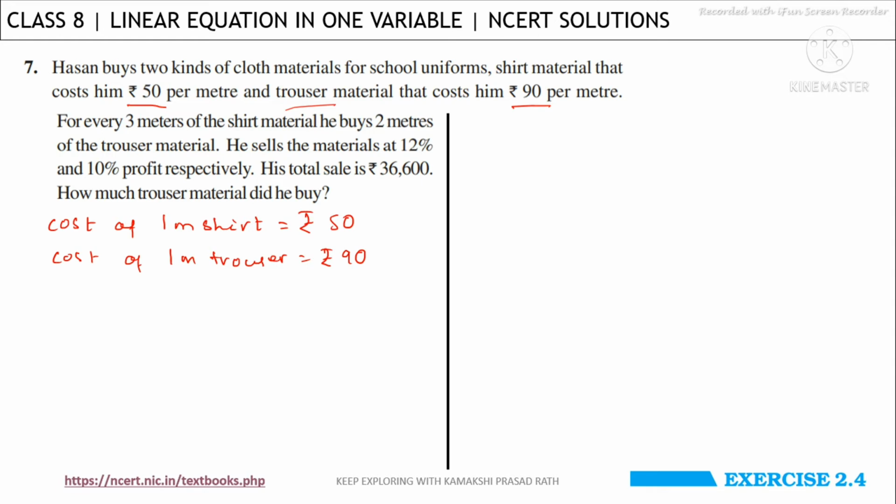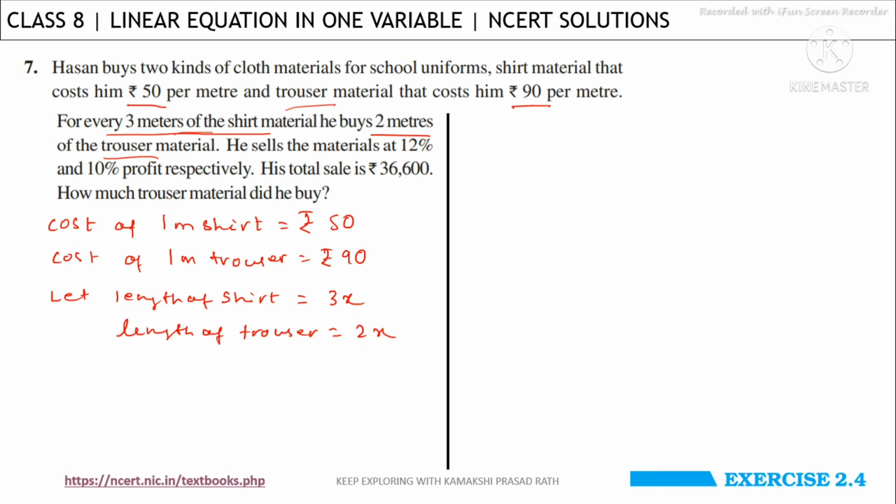Now the question says for every 3 meters of shirt he buys 2 meters of trousers. So for every 3 meters, 2 meters of trouser. That means the ratio of the shirt and trouser is 3:2. We have to consider it like that. Hence we can let the length of shirt material be 3x and the length of trousers be 2x.